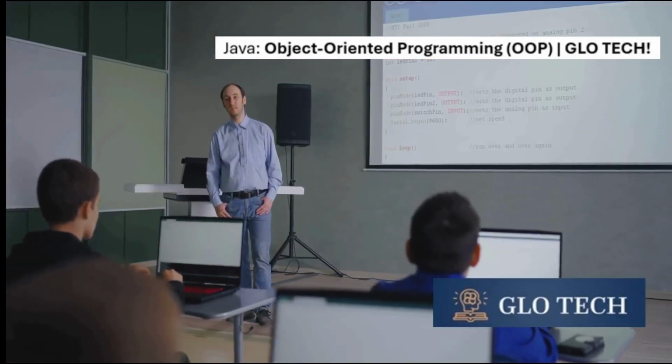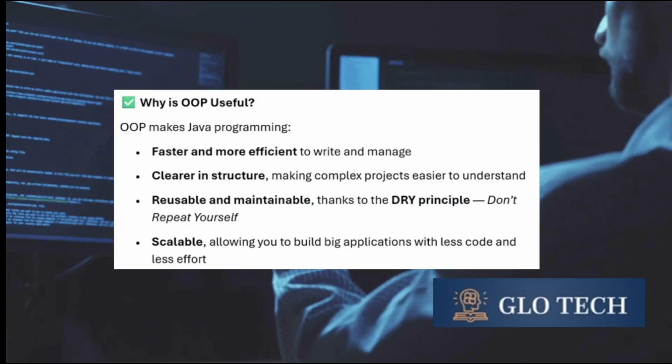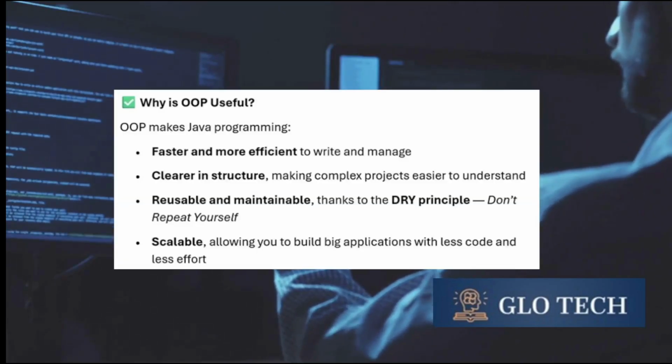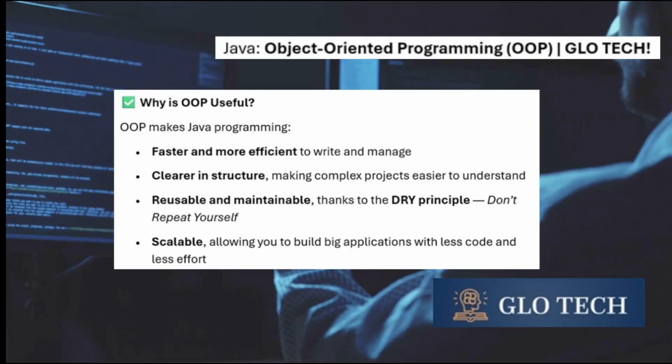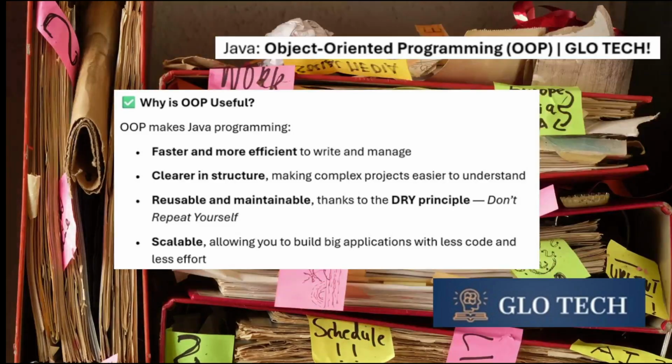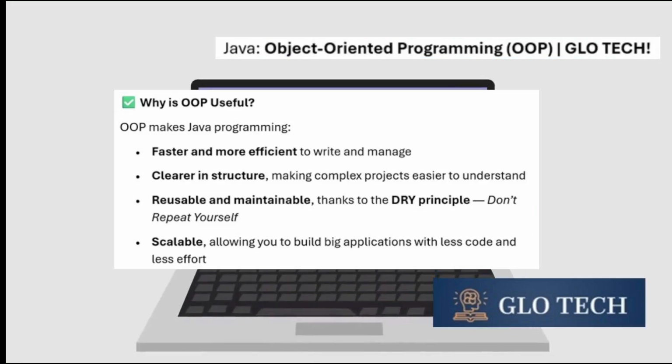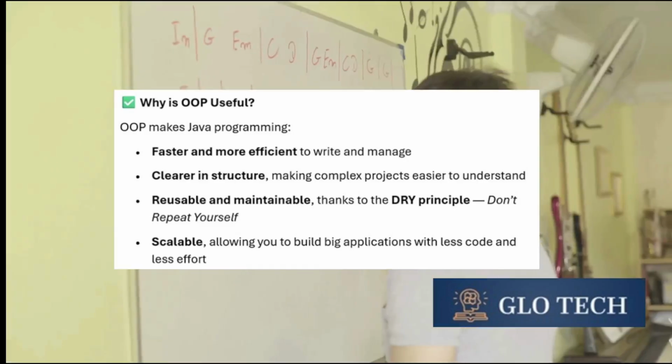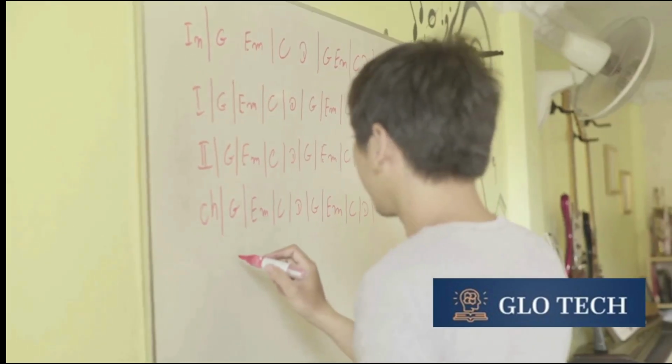Why is this so useful? Well, OOP makes your code faster to write, easier to manage, and way clearer in structure. It also follows something called the DRY principle. That's don't repeat yourself. Write your code once, reuse it everywhere, and not only do you save time, but you also reduce bugs. It's like the golden rule of programming.